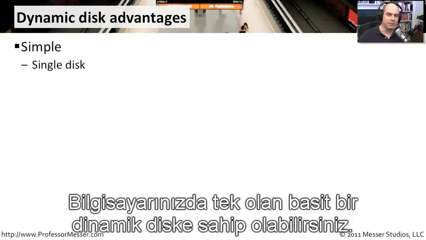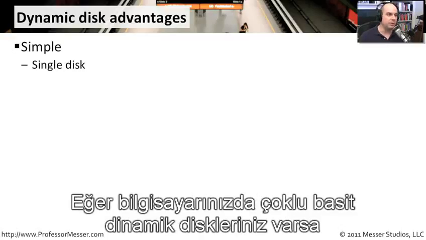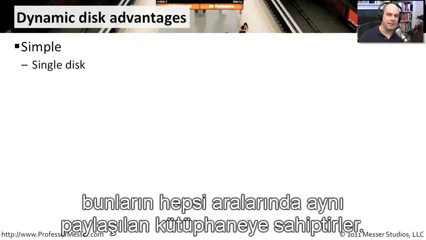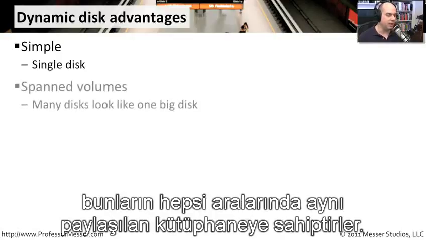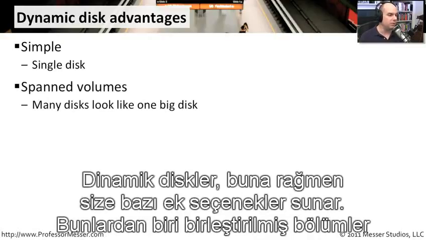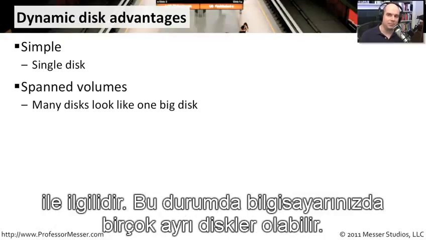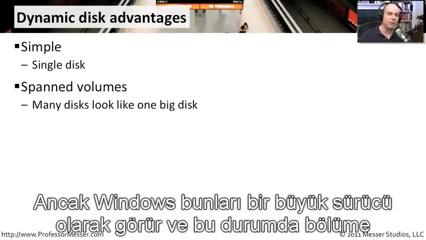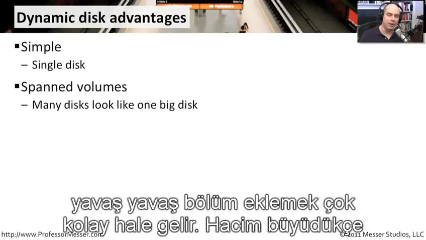You can have a simple dynamic disk, which is a single disk. Although if you do have multiple simple dynamic disks in your computer, they all have that same shared library across all of them. Dynamic disks, though, give you some additional options. One of those is to span volumes. So you can have many, many different separate disks inside of your computer, except Windows sees them as one big drive.